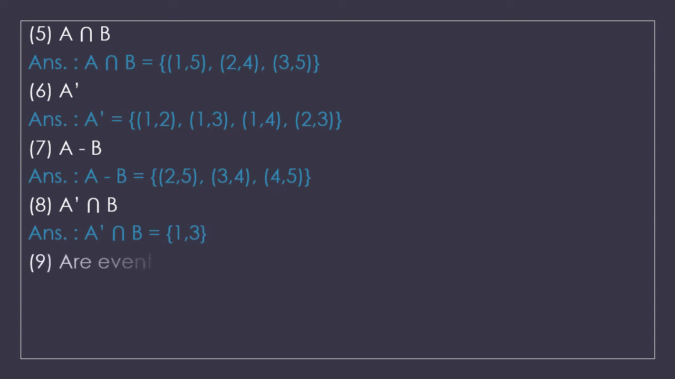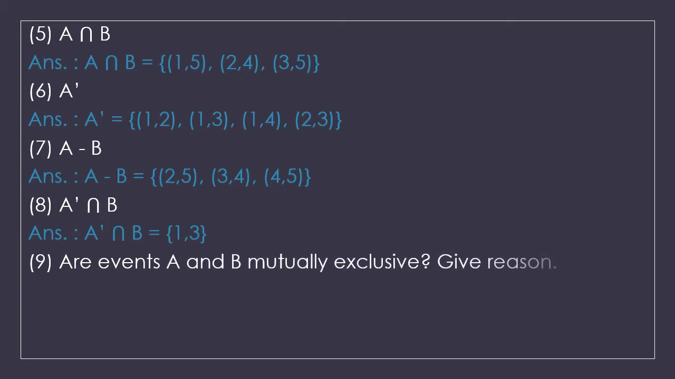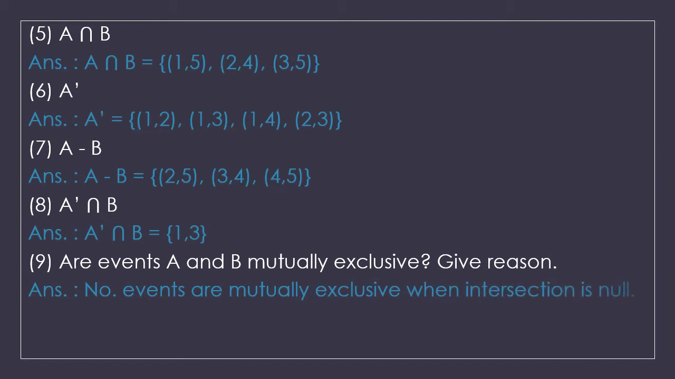The ninth question is, are events A and B mutually exclusive? Give reason. Of course, the mutually exclusive rule states that the intersection of events should be a null or an empty set. As you can see in the fifth answer here, there are some elements in the intersection of A and B. That means this is not a mutually exclusive event, because we need an empty set as their intersection, which is not here.